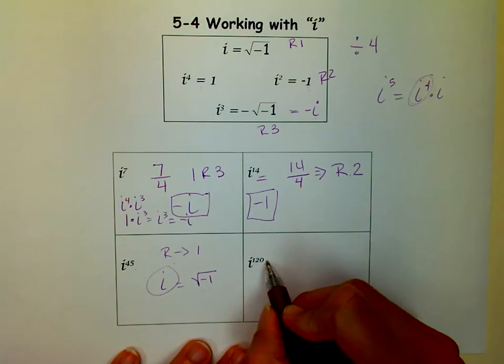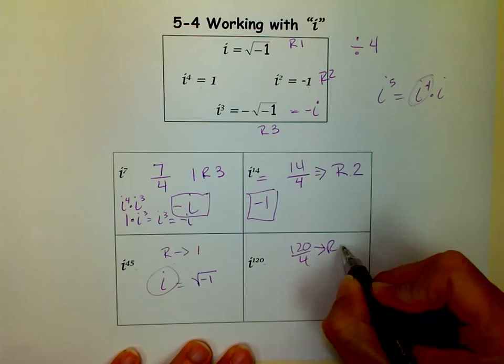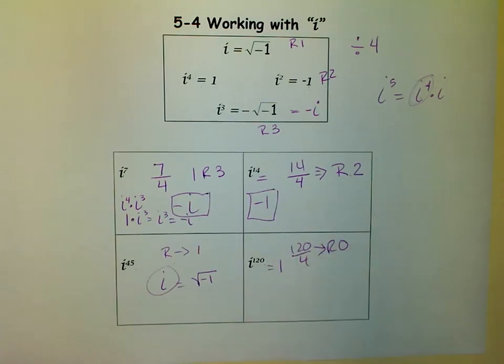120 actually is divisible by 4. 120 divided by 4, I get a remainder of 0, so that means this must equal 1. So that's just a quick and easy way to take care of your i's if you're asked to simplify i to some power.